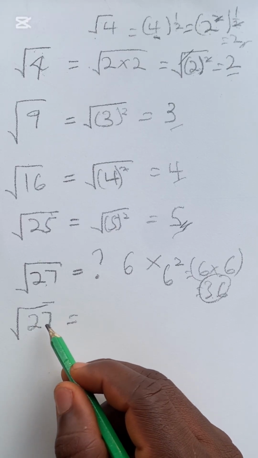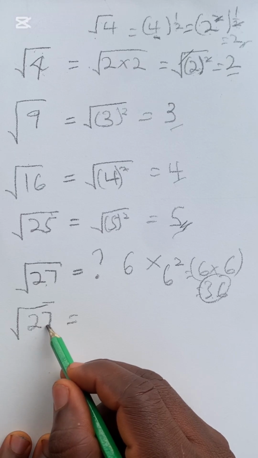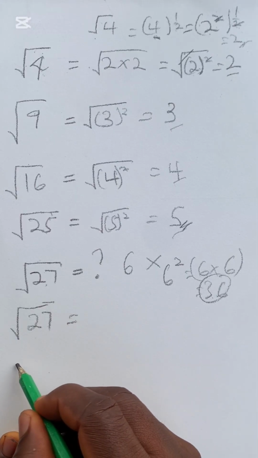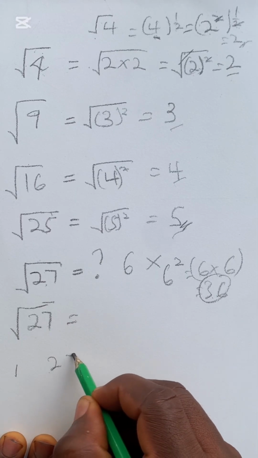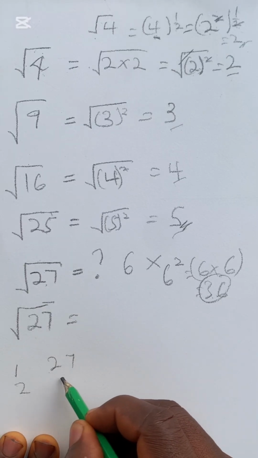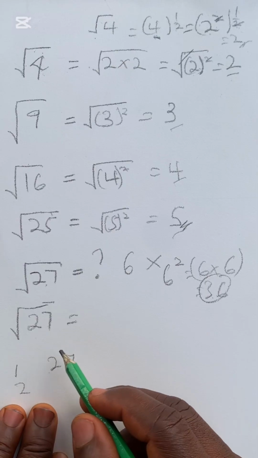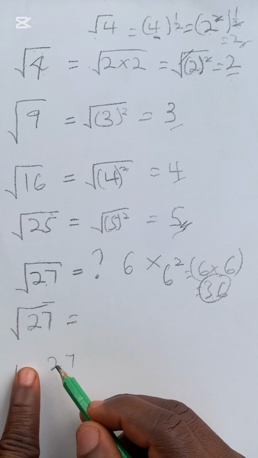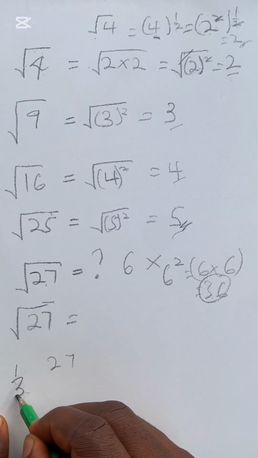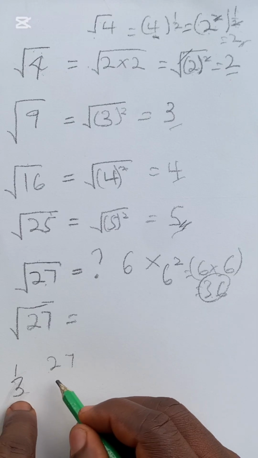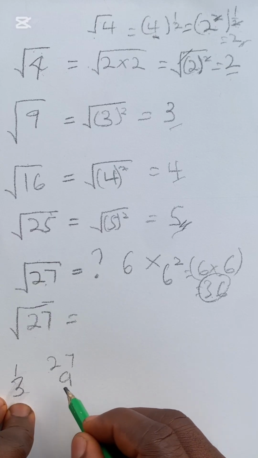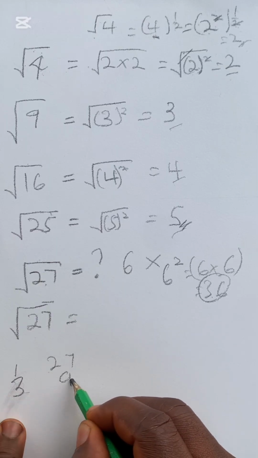So we are going to break 27 down as a product of two numbers. So we have 1 times 27 is 27. 2 times what will give you 27? We don't have any number that will multiply 2 to get 27. So you have to move to 3. 3 times what number will give you 27? Actually, it's 9. 3 times 9 is 27.